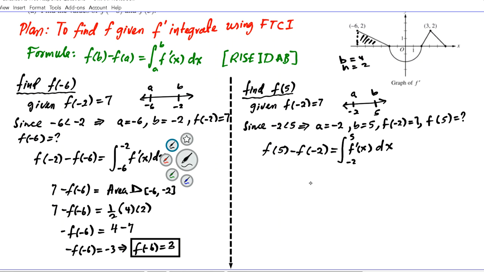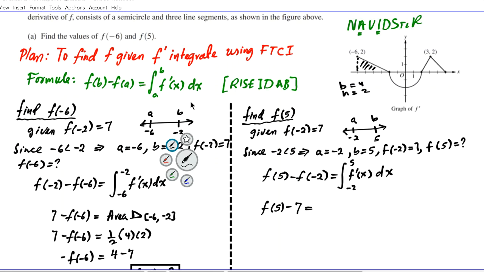Okay. Now, f of 5, we know what f of negative 2 is. f of negative 2 is 7, that's given, equals the integral from negative 2 to 5 of f prime. Using the graph, how do we do that? We already talked about that earlier, that graphically, your integral is the area between the function and the x-axis. And remember that when your area is beneath the x-axis, that region will have a negative integral value or a negative area. Alrighty?